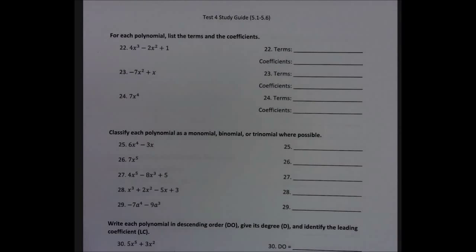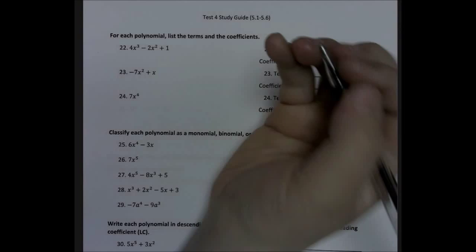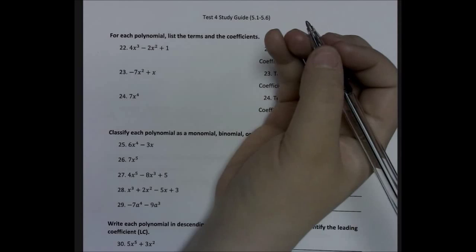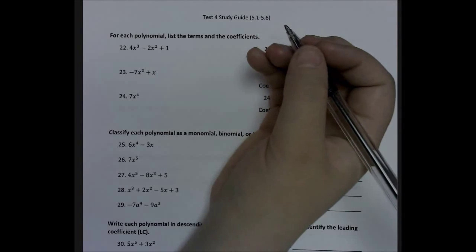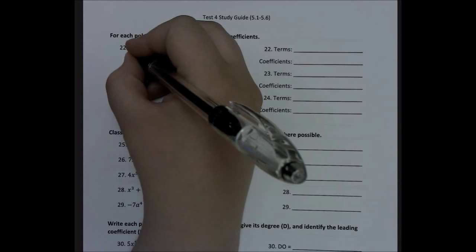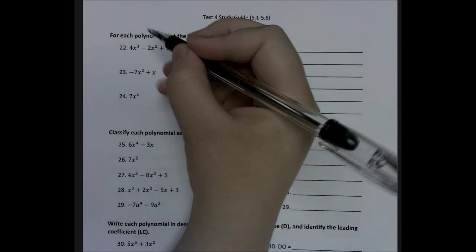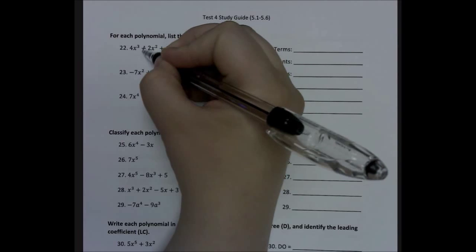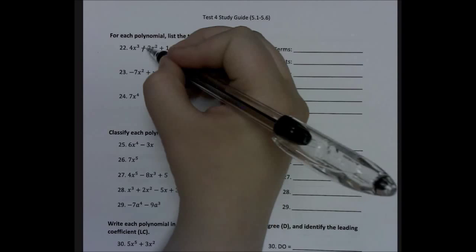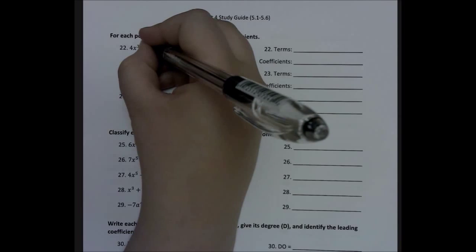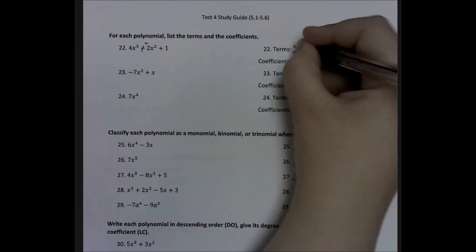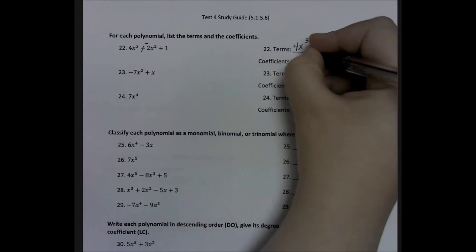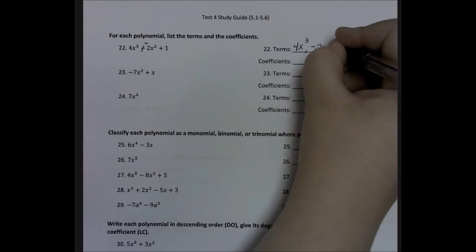Okay, for each polynomial, list the terms and the coefficients. Remember, terms are separated by addition signs, so when we look at number 22, we see we have a subtraction sign. We know we can change that by using our rule, keep, change, opposite. So we're going to keep the 4x to the third. We're going to change the subtraction to addition. And you do the opposite of 2x squared, which is negative 2x squared. So my terms are 4x to the third, negative 2x squared, and 1.